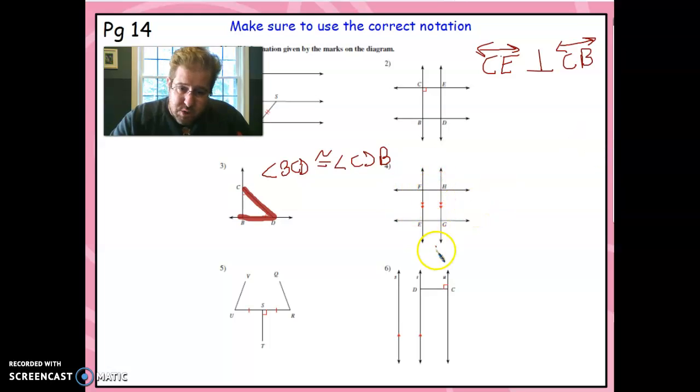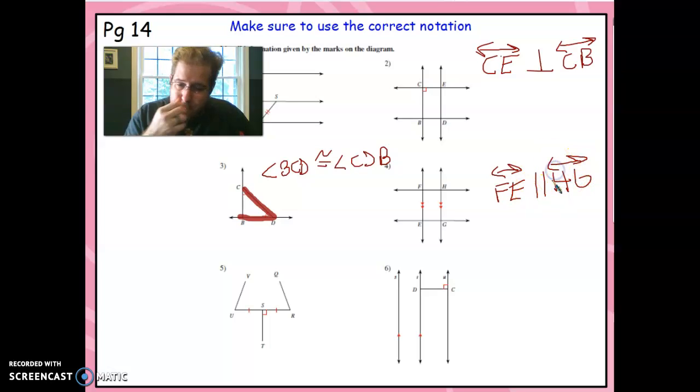Number 4, we're given 2 parallel lines. So I would say line FE is parallel, that's the symbol for parallel, to HG, and that would be line HG. Question number 5, looks like they give us 2 things. They give us these congruency marks. So segment US is congruent to segment SR or RS, doesn't really matter.